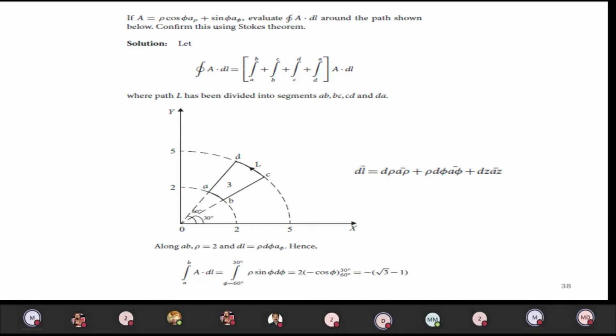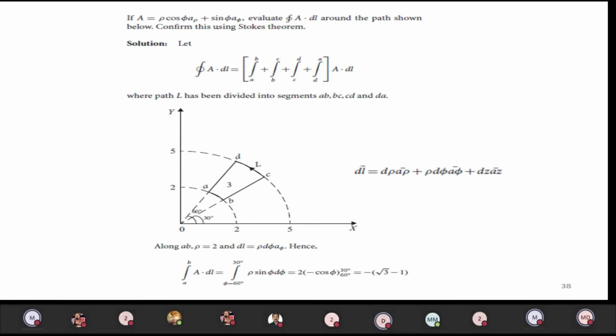So first I have to find the closed integral of A dot dl. That closed integral of A dot dl equals the addition of four parts: A to B of A dot dl, plus B to C of A dot dl, plus C to D of A dot dl, plus D to A of A dot dl. The closed path we can see.